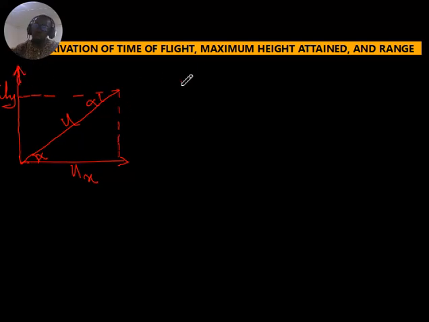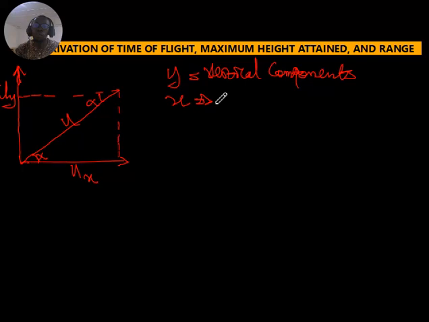the y-axis, which is known as the vertical component, and the x-axis, which is known as the horizontal component. So these are the two axes that characterize projectile motion.